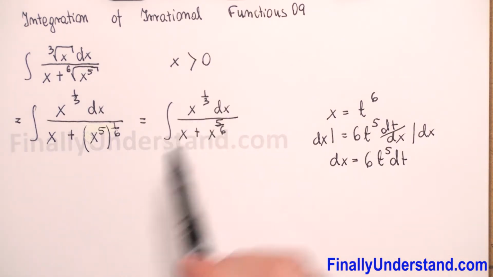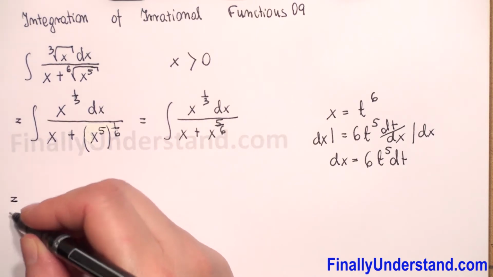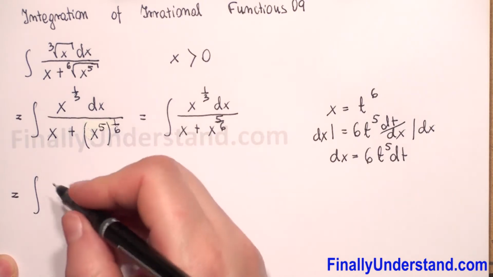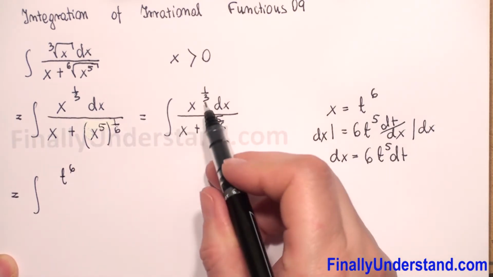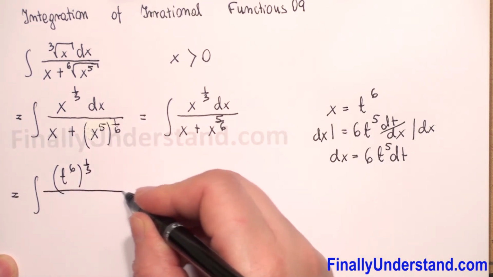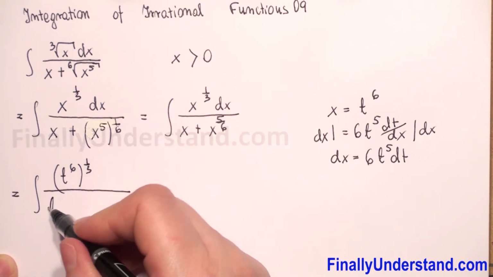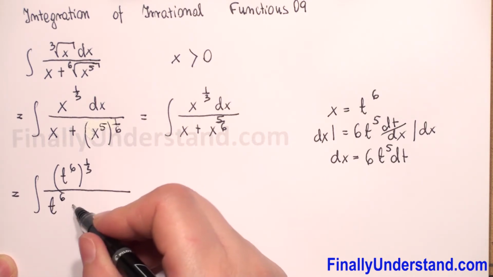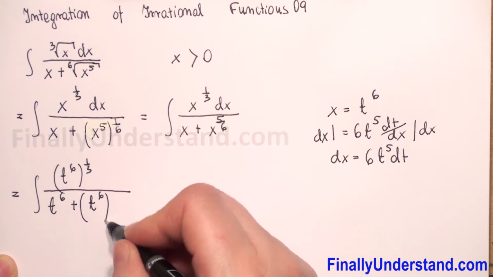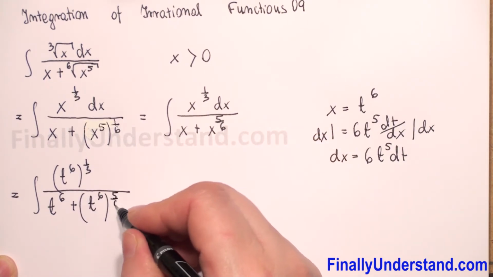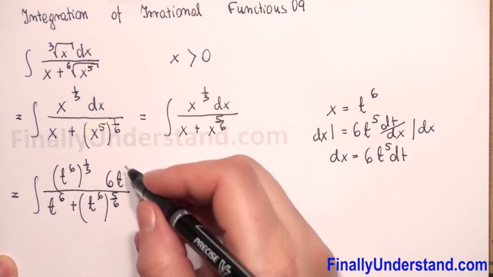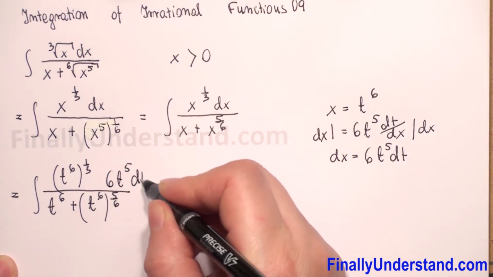Now we will come back to our integral. This is equal to the integral of x is t to the 6th power, to the power 1/3, over x is t to the 6th power, plus x is t to the 6th power to the power 5/6, and dx is equal to 6t to the power 5 dt.